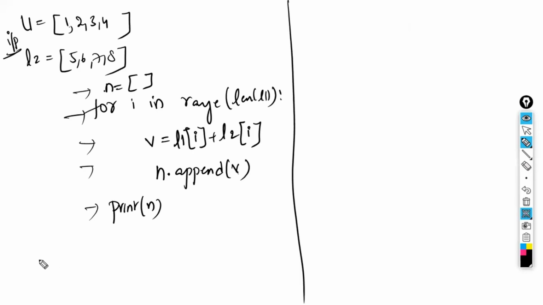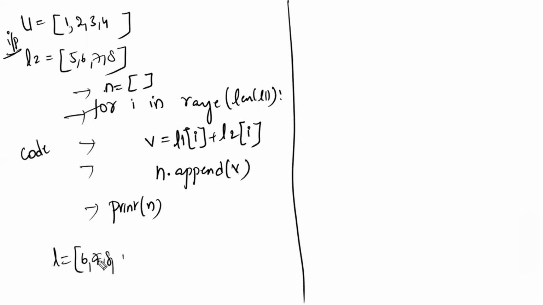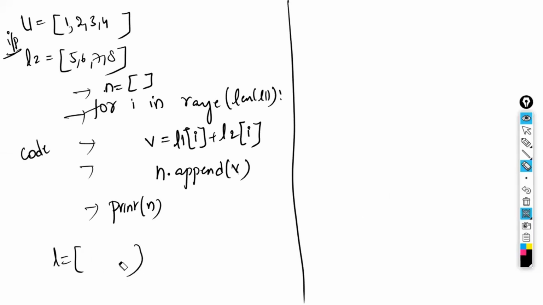Instead of writing these 5 lines of code, you are getting an output with respect to the list: 6, 8, 10, and 12. This is the input, this is the code, and this is the output.